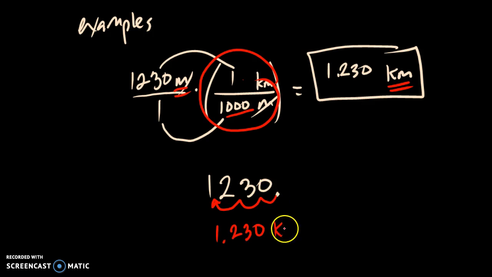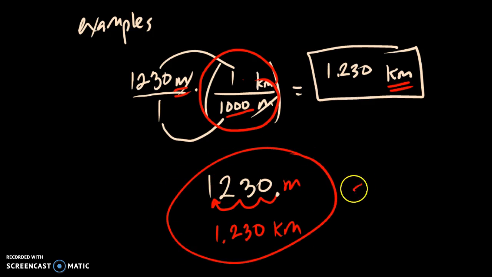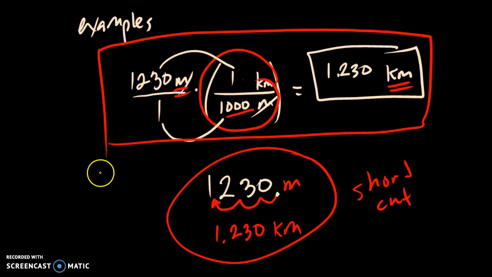so the number decreases from 1,230 to 1.230 kilometers, and that's what is equal to 1,230 meters. So this is the shortcut, but this up here is using our unit conversion method applied to the metric system.